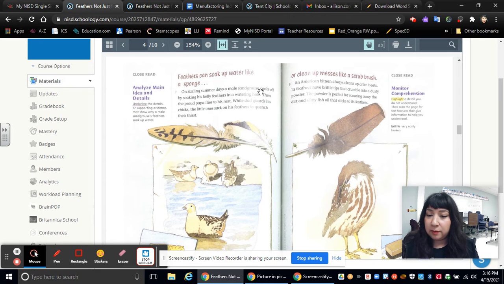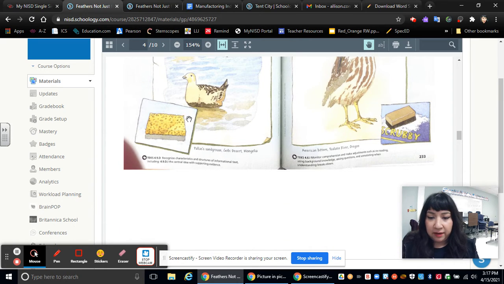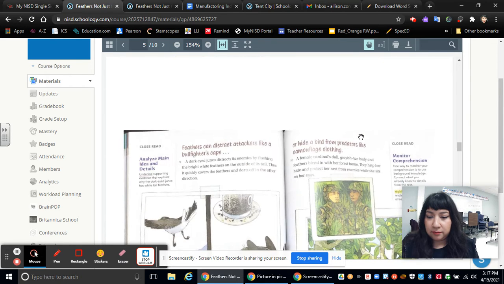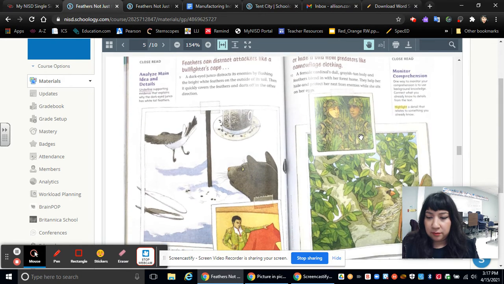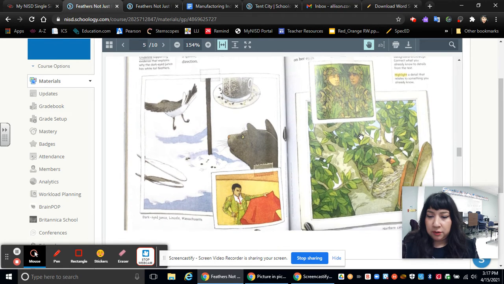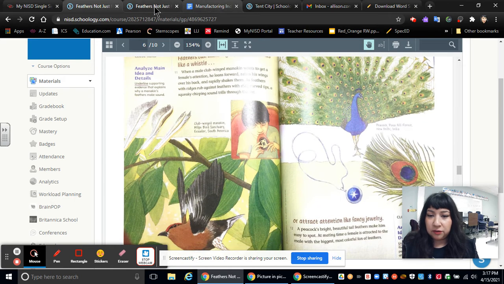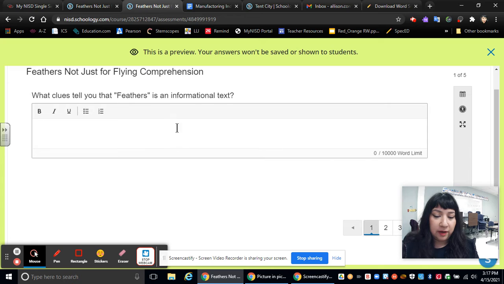And they compare them to things that you know, like a sponge. You have experience with a sponge. Scrub brush, we know what a brush is like. And then they even give you those comparisons here and here. So how do we know it's informational? You're going to write one or two sentences to describe how you know that this is an informational text right here.